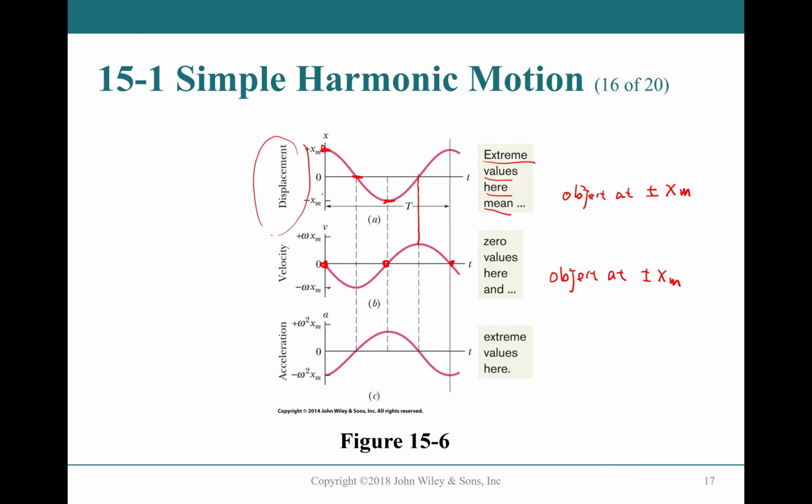Okay. And here, which is your positive x and negative. And also for acceleration, it's also an extreme value at positive or negative xm. But the maximal or extreme value of velocity happens at x equals 0.